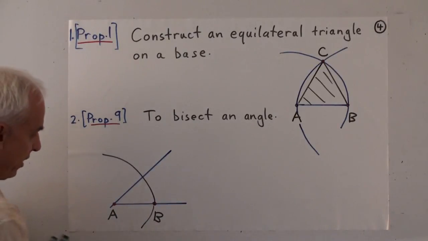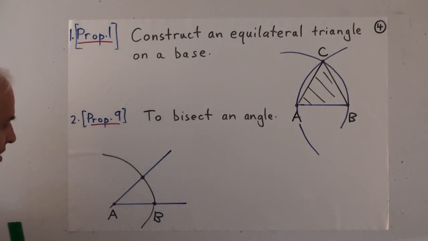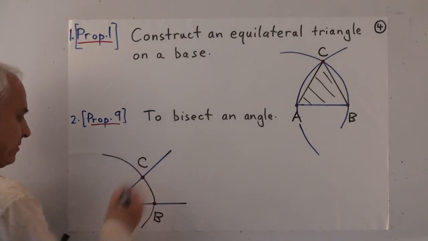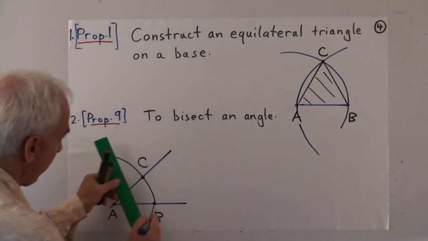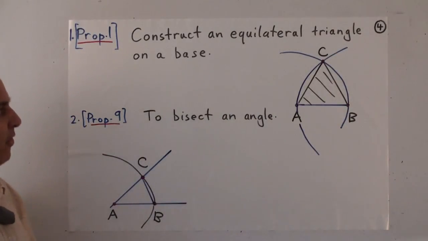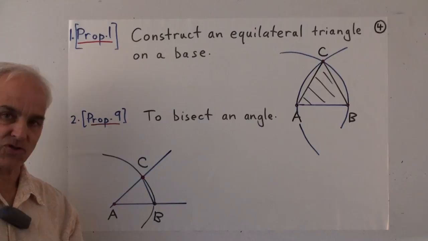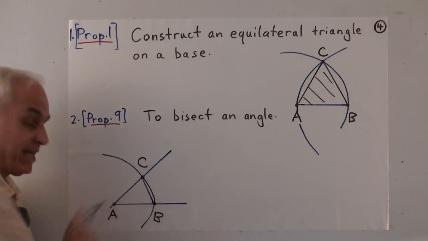And then we're going to see where that circle meets the second line. Let's call that point C. All right, now we can join those two points. And now we're going to apply the first construction. We're going to construct an equilateral triangle on the base BC.